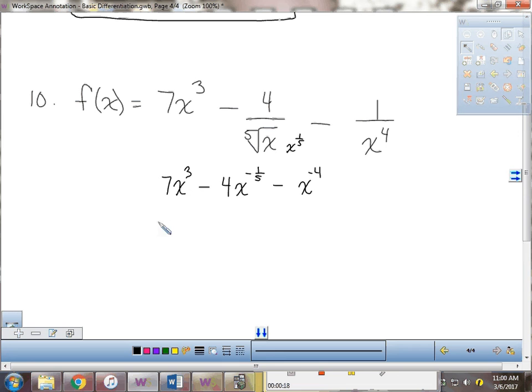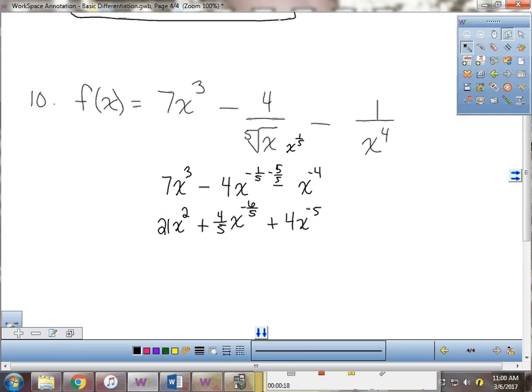3 times 7 would give me 21, x to the decrease by 1. Negative 4 times negative 1/5 would be a positive 4/5 times x to the subtract 1. So this would be minus 5 over 5. So that would be negative 6/5 plus, because this is going to be negative 4 times negative 1, which gives you a positive 4, x to the, oh, don't do what I did. Negative 4 minus 1 is negative 5.